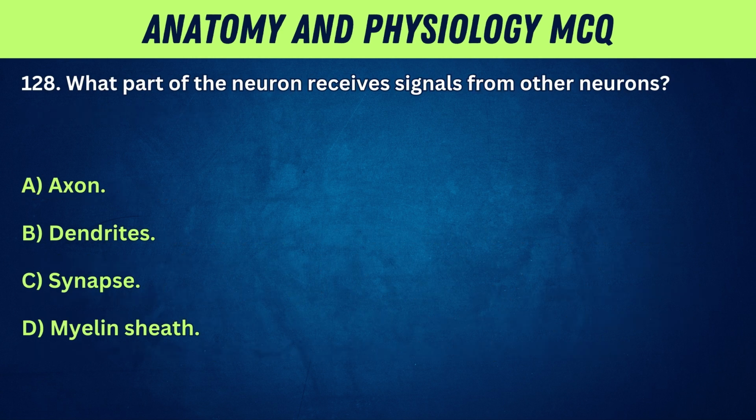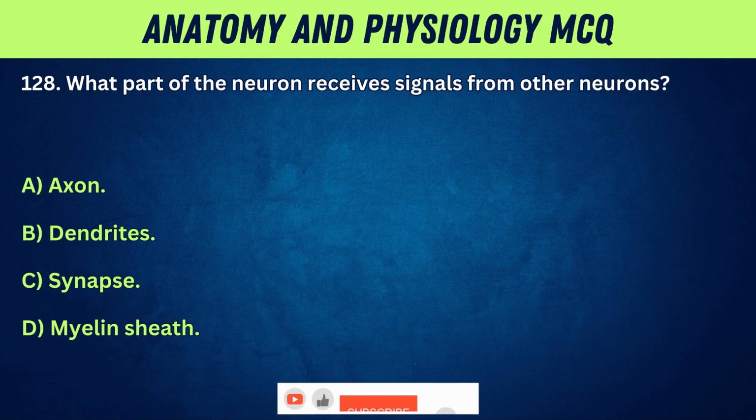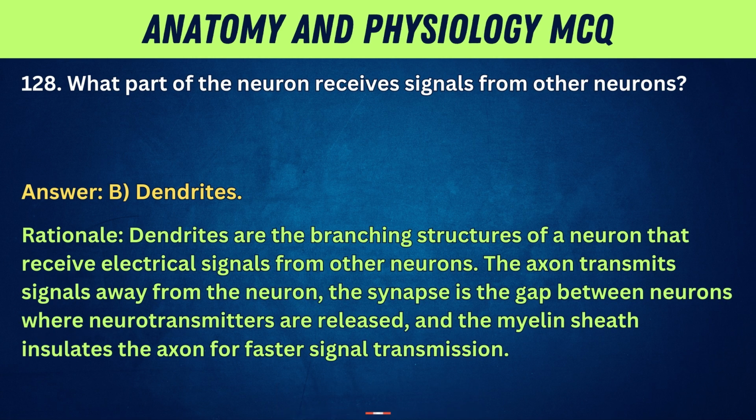128. What part of the neuron receives signals from other neurons? A. Axon. B. Dendrites. C. Synapse. D. Myelin sheath. Answer: B.